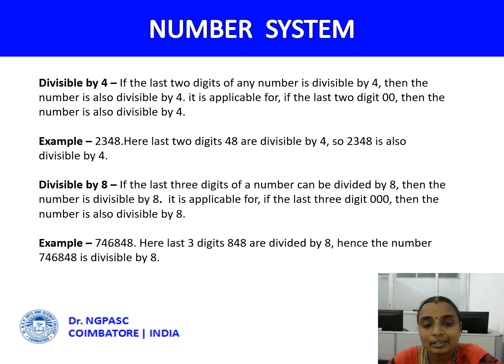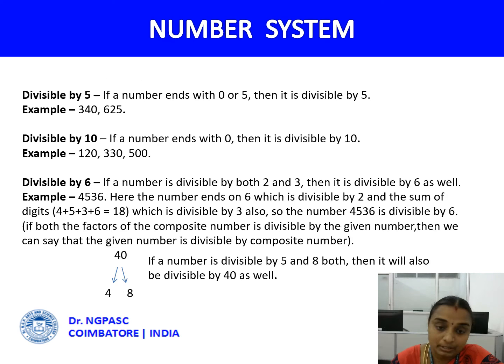For 4, if the last two digits of any number are divisible by 4, then we can say that the whole number is divisible by 4. Also, if the last two digits are 0, 0, then the number is also divisible by 4. Then coming to 8: for 4 we see the last two digits, and for 8 we have to see the last three digits. If the last three digits are divisible by 8, we can say the number is divisible by 8. Also, if the last three digits are 0, 0, 0, then the number is also divisible by 8.